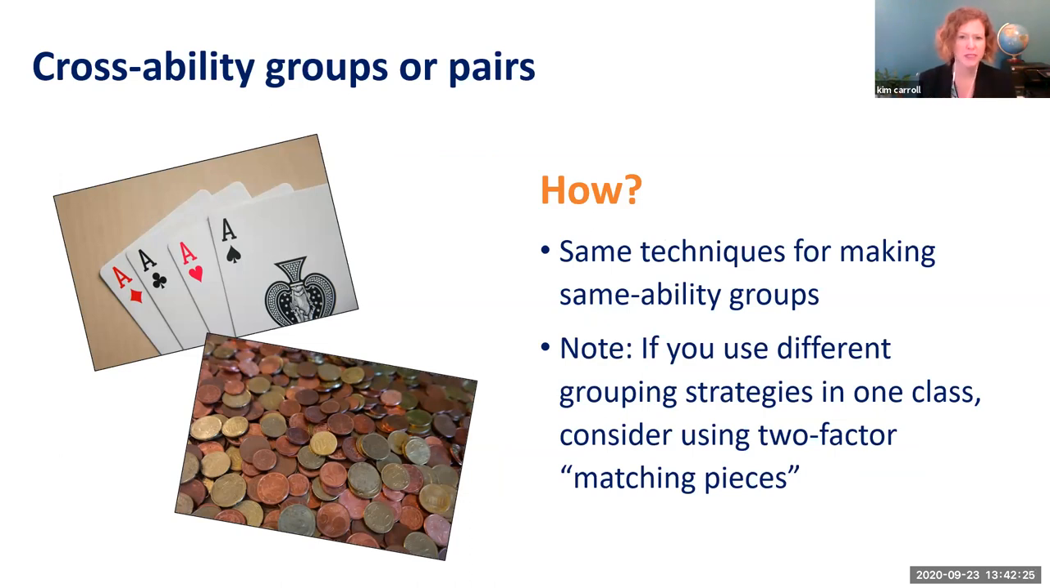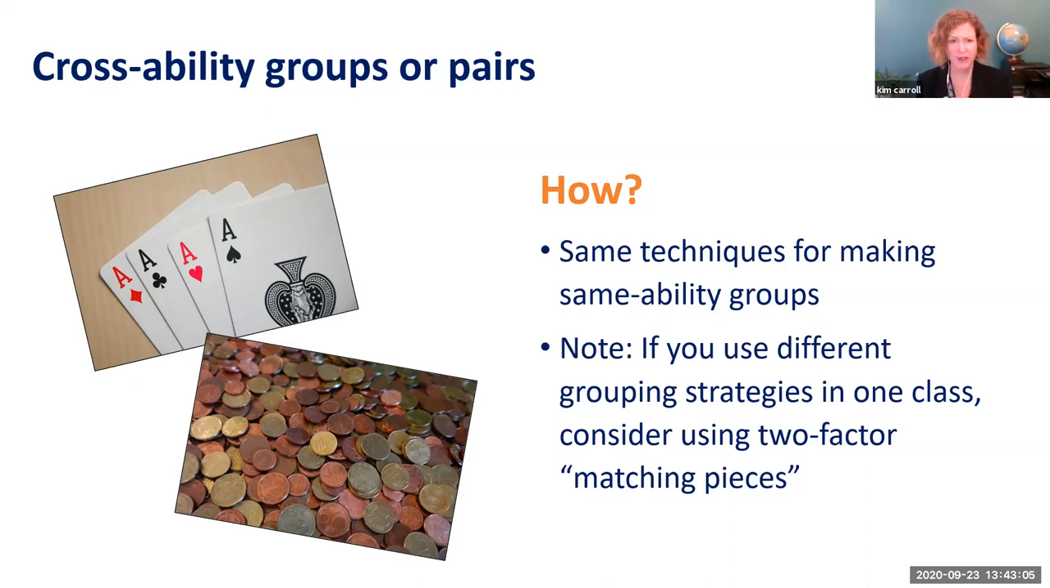One way you can help yourself with that is to use, I will call it two-factor matching pieces. So there's two ways you could group people with the same piece. So looking at our cards again, you could group people by the number on the card. So all the twos here, all the aces here. Then you could regroup them and have, for example, all of the hearts here and all of the diamonds here. So with one matching piece, you could have them in mixed ability groups and same ability groups. And it just makes things flow a little bit more smoothly sometimes, both face-to-face and online.